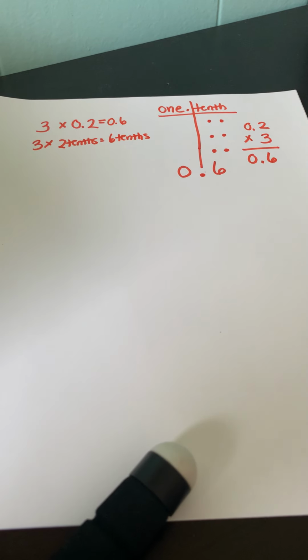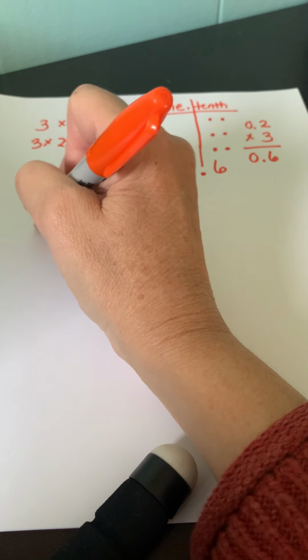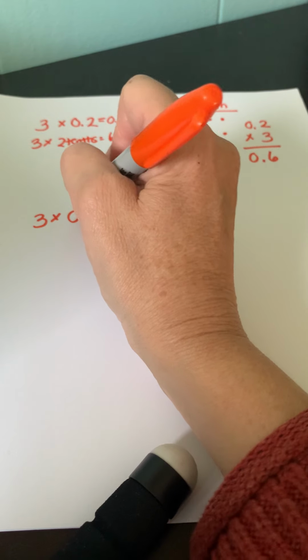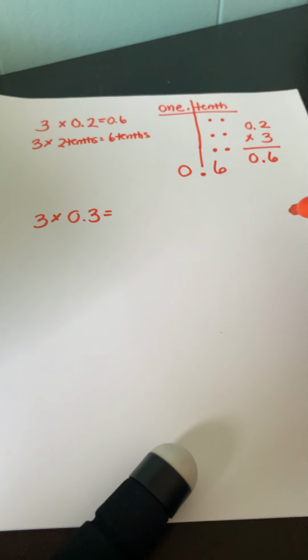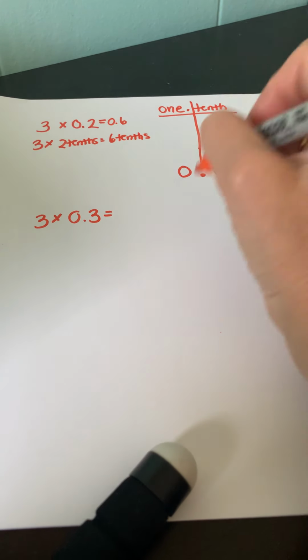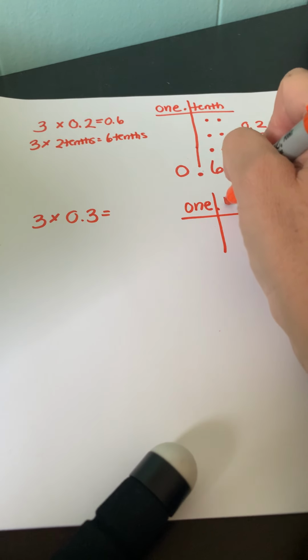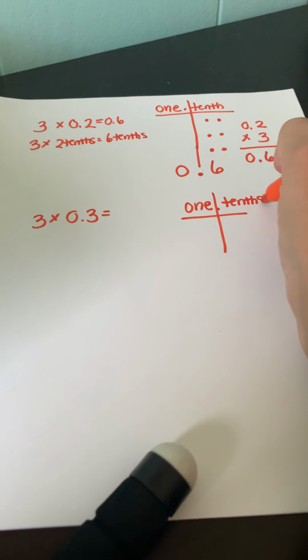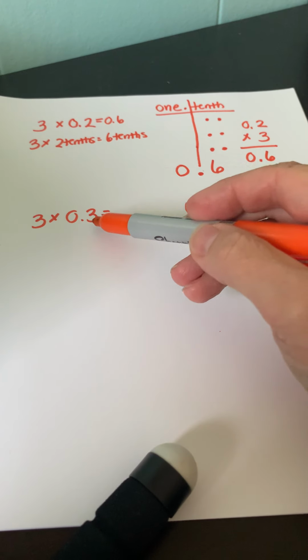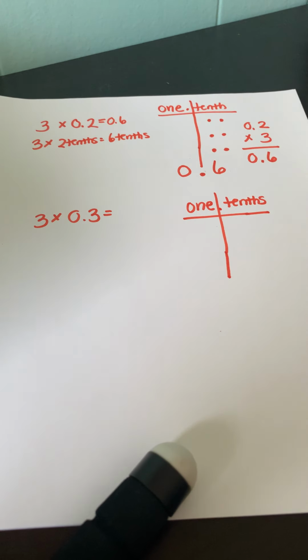Let's try another one. What if I had 3 copies of 3/10? Set up your place value chart. There's my ones. There's my tenths. Right now, you can press pause. I want you to draw 3 copies of 3/10. What would that look like in your place value chart? Press play when you're ready to check your answer.